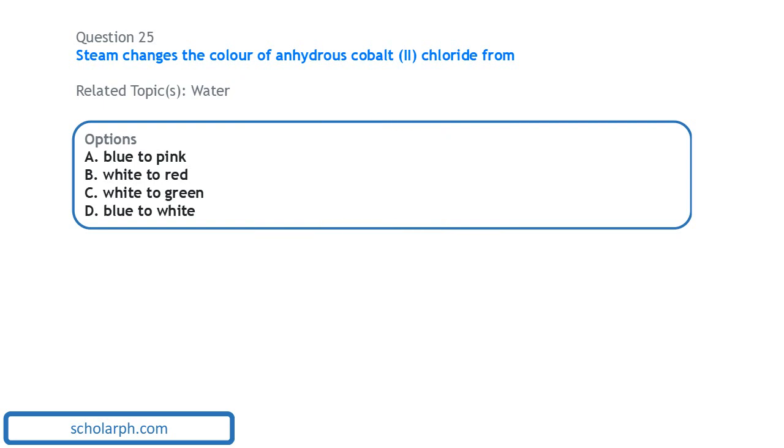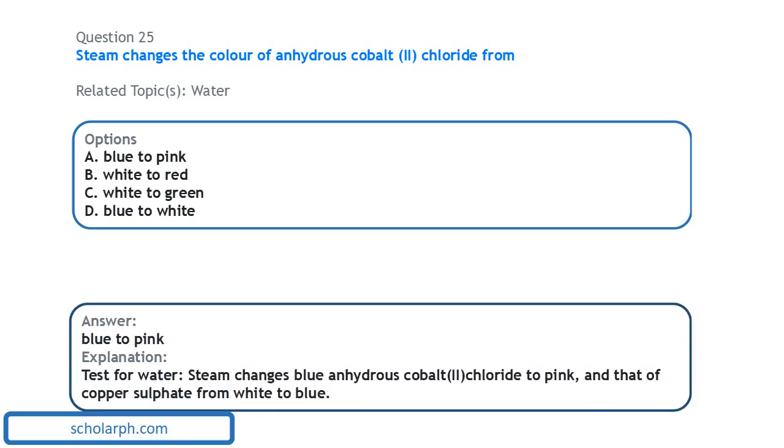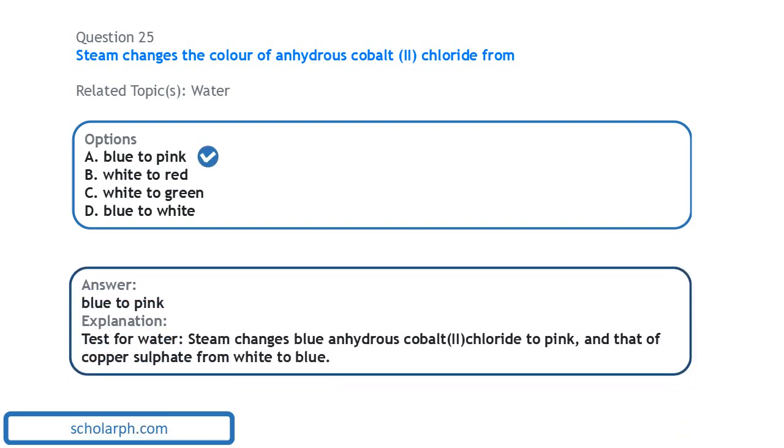Steam, that's water, changes the color of anhydrous cobalt 2 chloride. Now this is one of the tests for the presence of water. Adding it to cobalt 2 chloride, it will change the color of cobalt 2 chloride from blue to pink. So you could use cobalt 2 chloride to test for the presence of water. Or you could use copper sulfate, in which case it will change from white to blue.